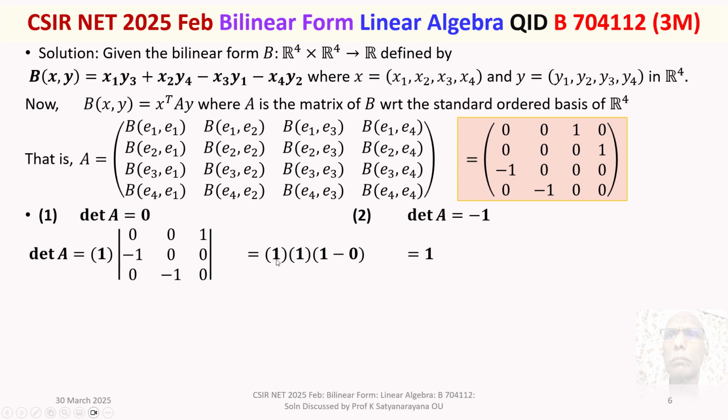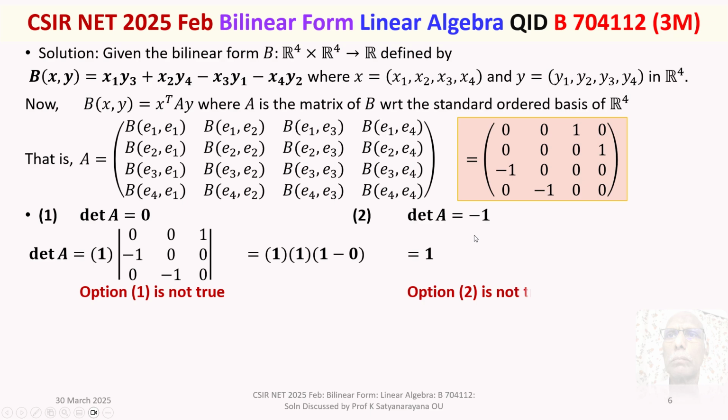Now that is equal to 1 into this, expanding by the first row. It will be 1 into delete first row, and the third column, you will get minus 1 into minus 1 plus 1 minus 0. That is 1. So determinant of A is 1. Therefore the option 1 is not true, and the option 2 is also not true.